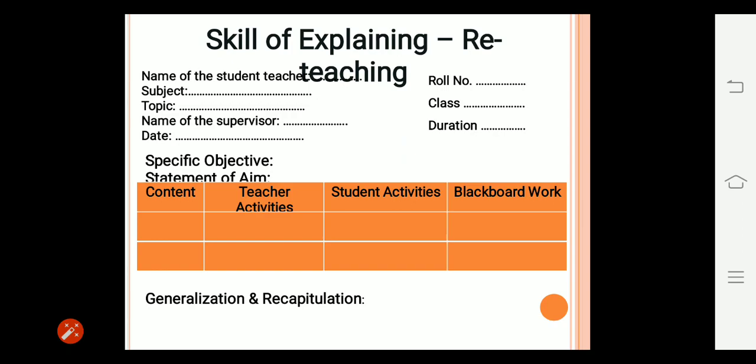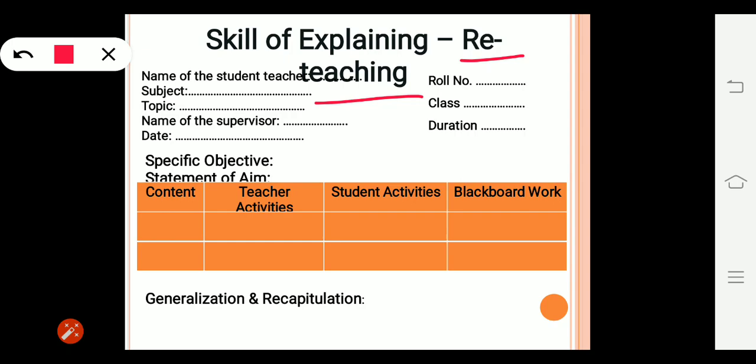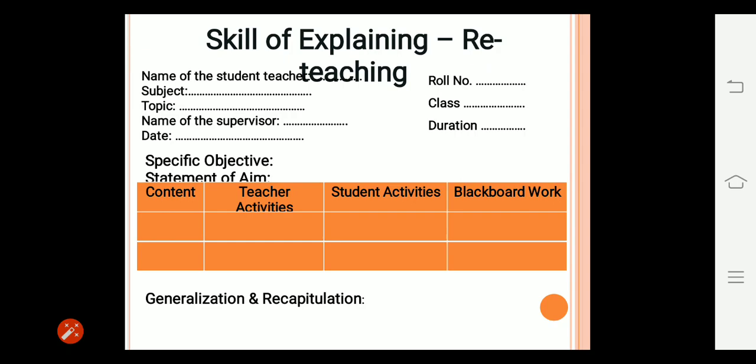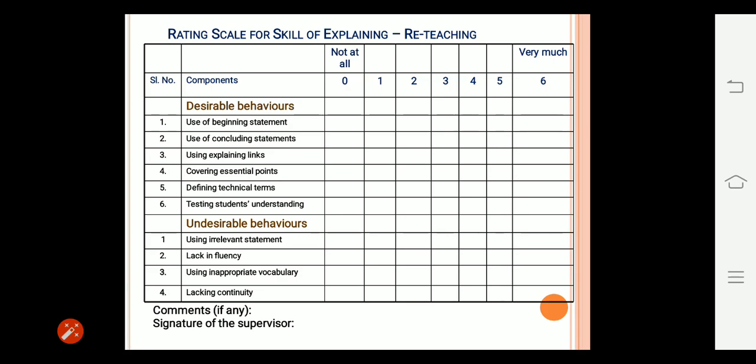Then make another micro lesson, including all the suggestions received during teaching session. This time, in the heading, you have to write reteaching. Again, evaluate your micro lesson following the same instructions. Your ratings will show whether you are improving or not. In this way, one cycle of skill of explaining is complete.